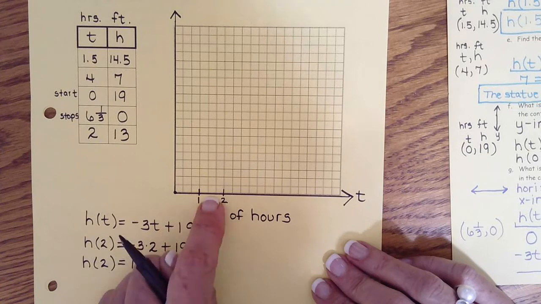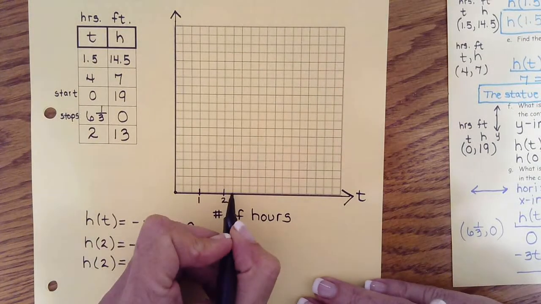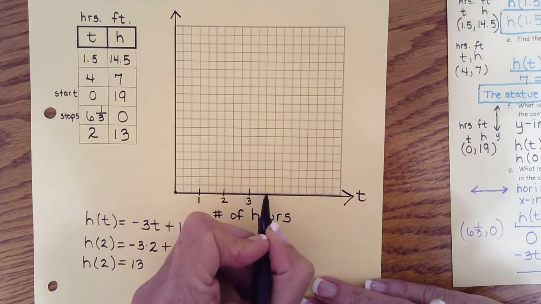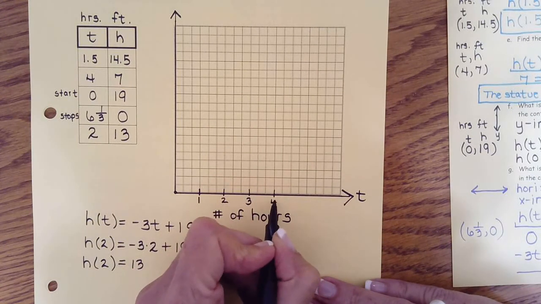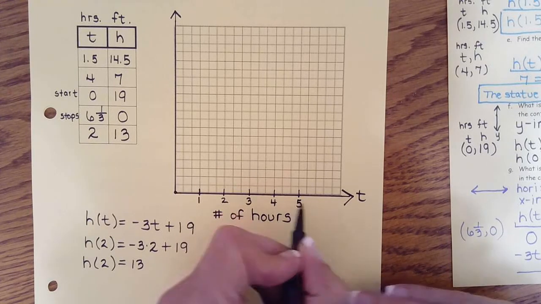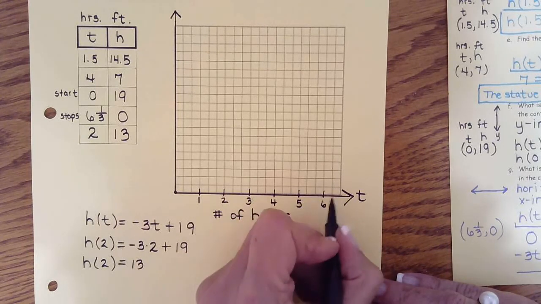So as long as you're consistent all the way across, it doesn't matter how many boxes you pick. So 1, 2, 3, this would be 3. 1, 2, 3, this would be 4. 1, 2, 3, this would be 5. 1, 2, 3, this would be 6. And then that means this would be 6 1/3.